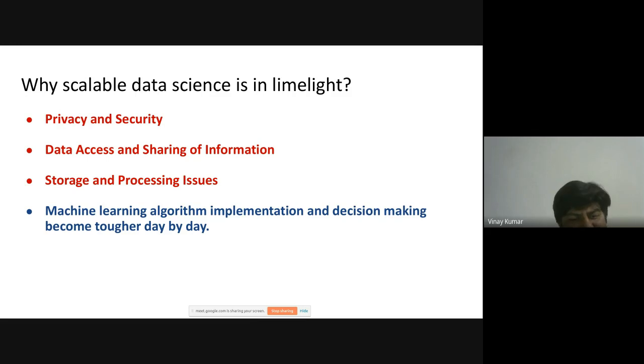Machine learning is a method of data analysis that automates analytical model building. Okay, it is a branch of artificial intelligence based on the idea that systems can learn from data, identify patterns, and make decisions with minimal human intervention. So machine learning algorithm implementation and decision making become tougher day by day.